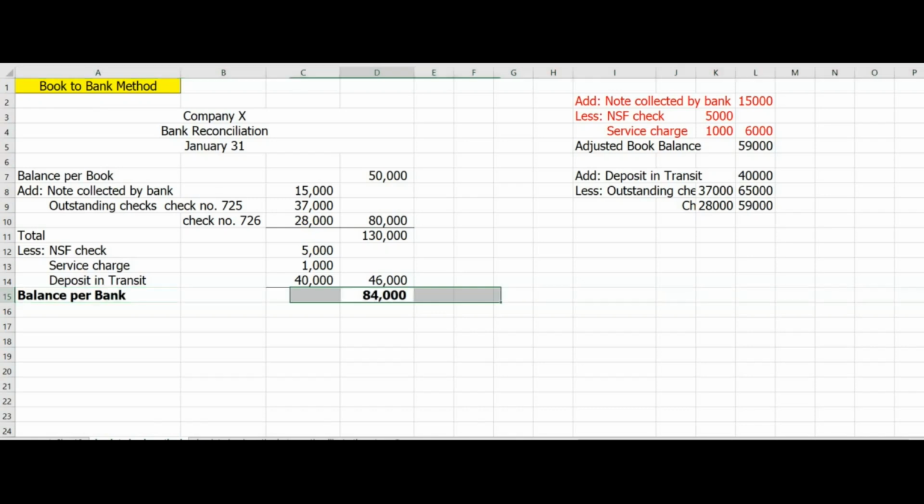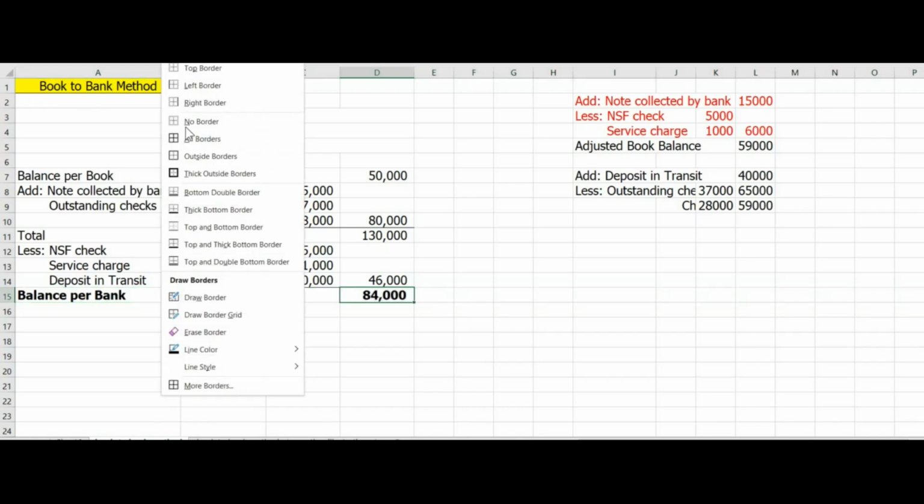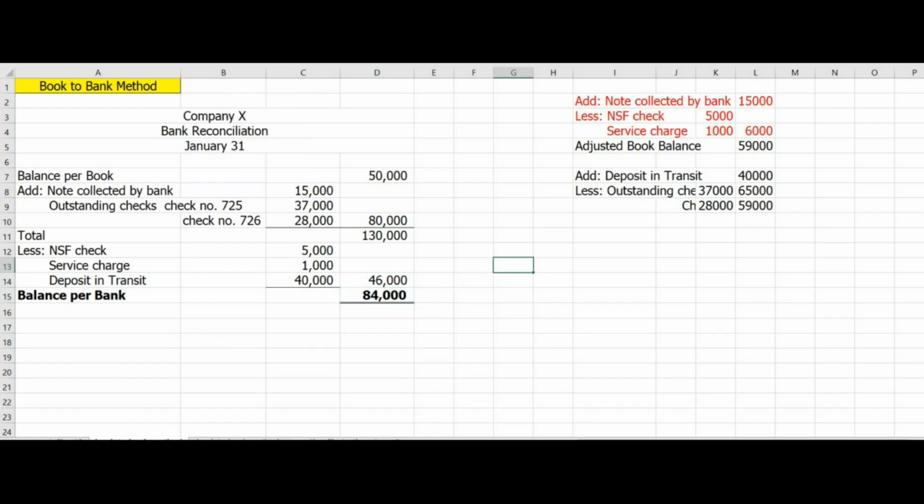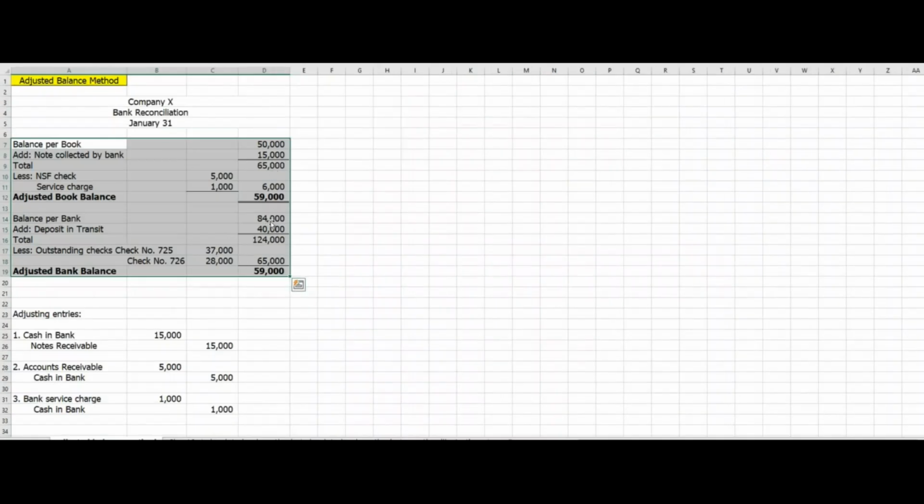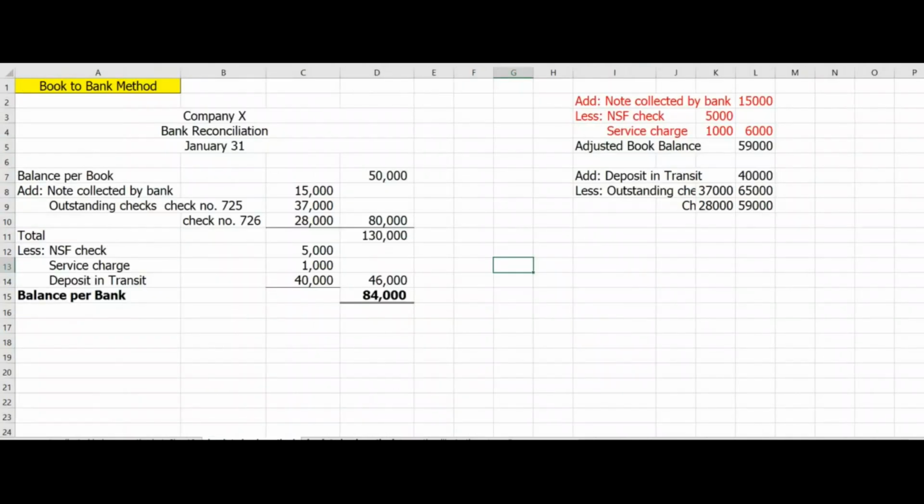Kasi, if we are to check our unadjusted bank balance, that was 84,000. Yan, no? Diba? 84,000 yan. Ito. So, 84,000 siya. So, tama yung ginawa natin na book-to-bank method. Okay? So, next tayo, let's have the bank-to-book naman. So, baliktad naman, bank-to-book. So, copy ulit natin to para meron lang tayong reference.